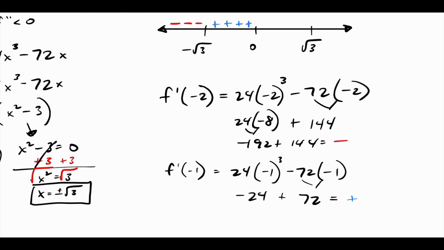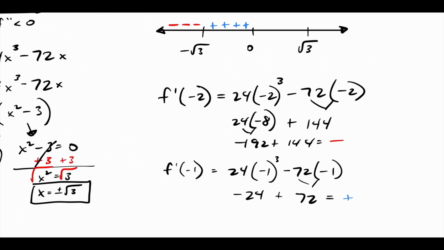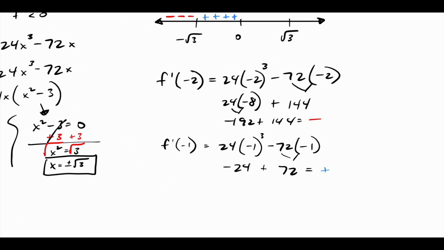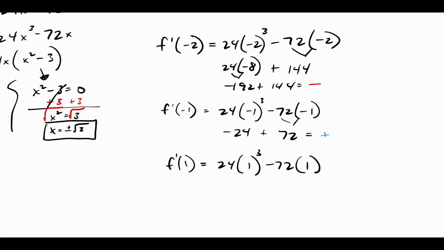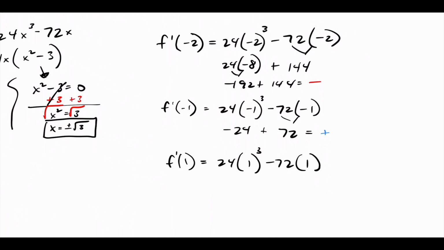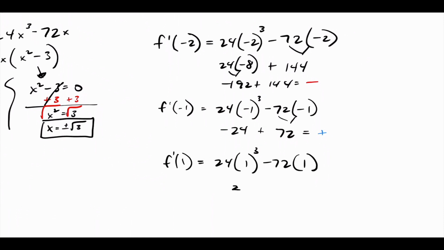Okay. So now between 0 and 1.7, I'm going to choose positive 1. 24 times positive 1 cubed minus 72 times positive 1. So it's just going to be 24 minus 72, which is a negative number.